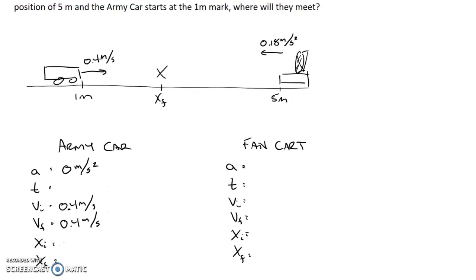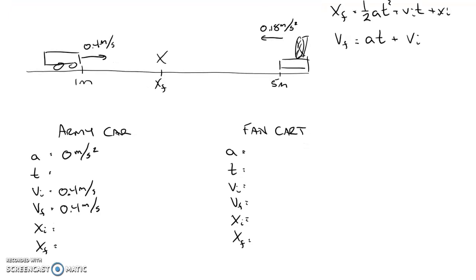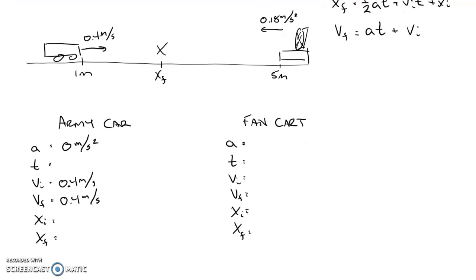For reference, I'll write down the two equations that we do use. We have x final equals 1/2 a t squared plus v initial t plus x initial. That describes the position of these cars. And their velocities are described by v final is a t plus v initial. Again, that's a linear function of the velocity time graph. Now, the army car will start at the 1 meter mark, and it's going to finish somewhere we don't know, and it's going to get there at some time we don't know.